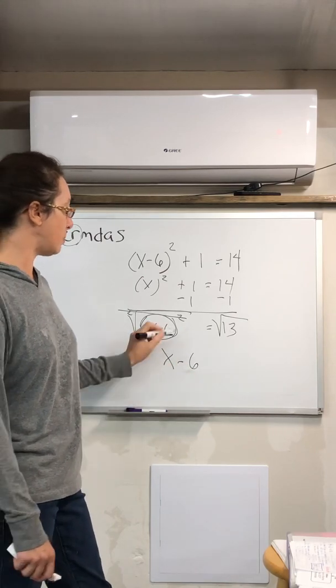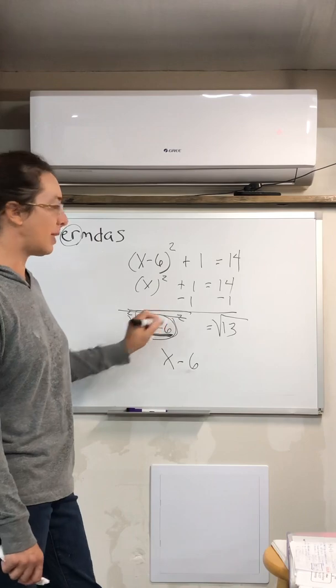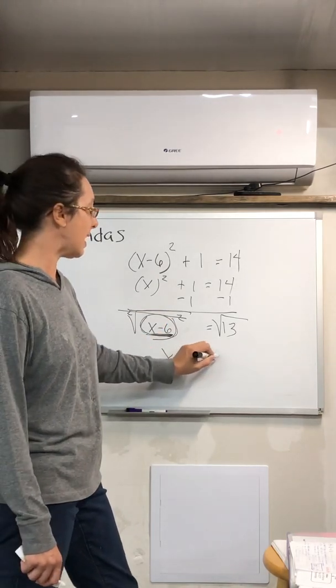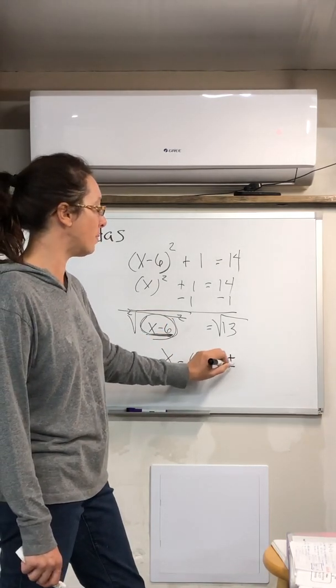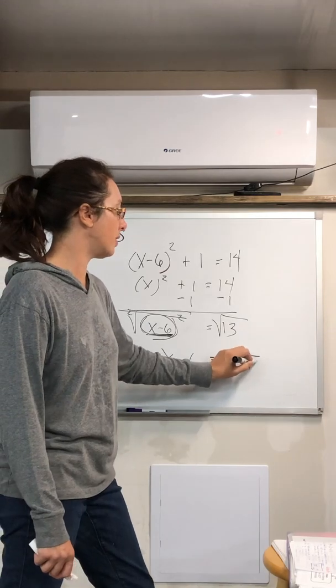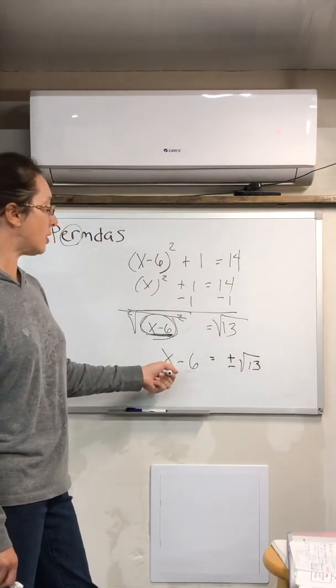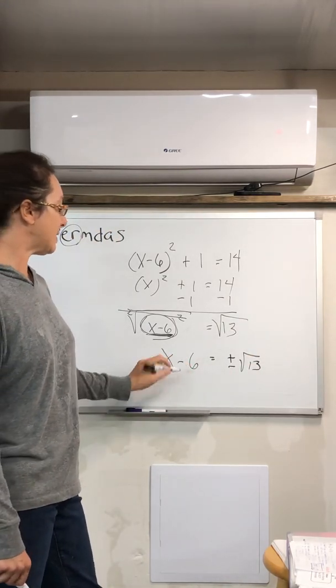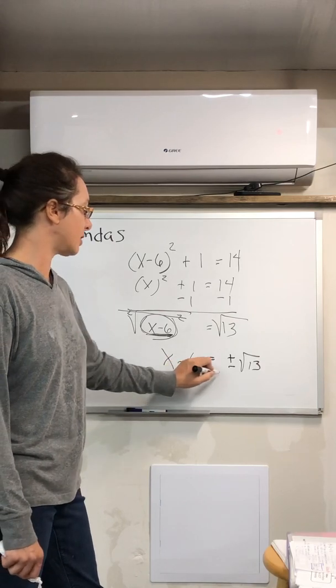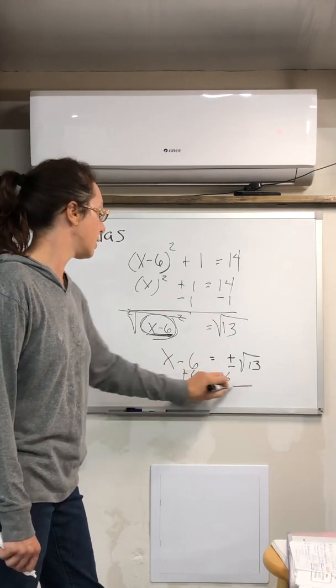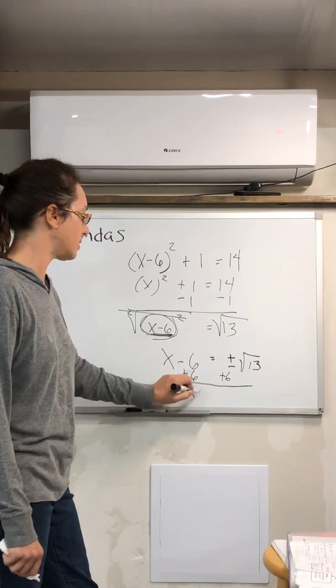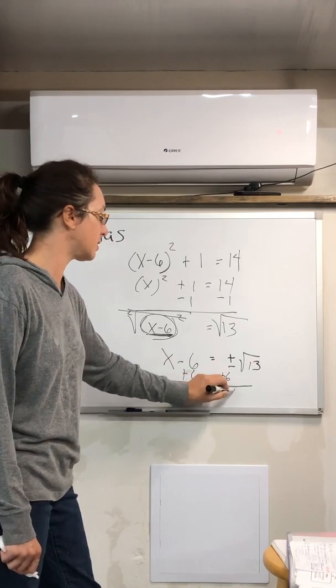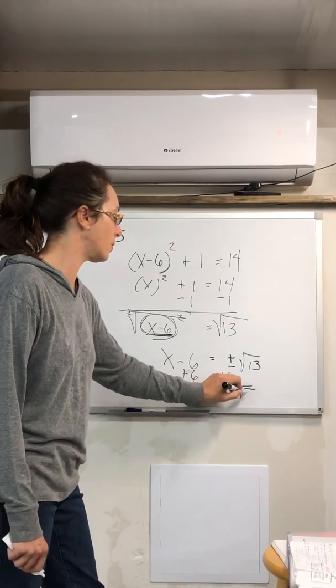X minus 6, because that was my base that was squared, is now equal to plus or minus square root of 13. So we want to solve for x. It has a 6, so we're going to add our 6 on both sides. Our answer is x is equal to 6 plus or minus square root of 13.